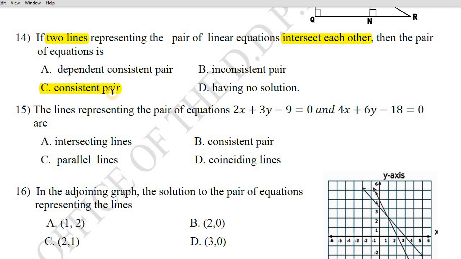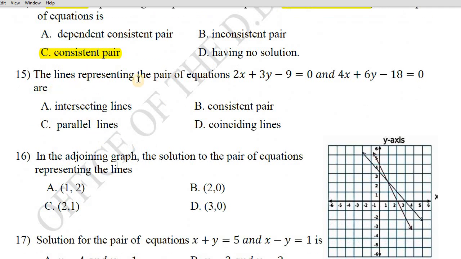Next, let us see the another question, children. Question number 15. The lines representing the pair of equations 2x plus 3y minus 9 equals to 0 and 4x plus 6y minus 18 equals to 0. So here they are given two pair of linear equations in two variables. Now we have to say for these equations what kind of lines we get if we draw the graph. For that I already told you, and you are familiar in solving these kind of problems.